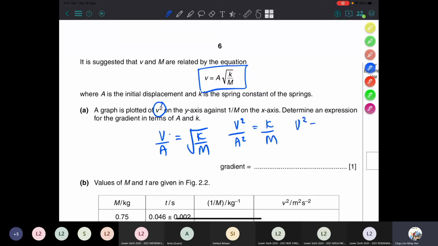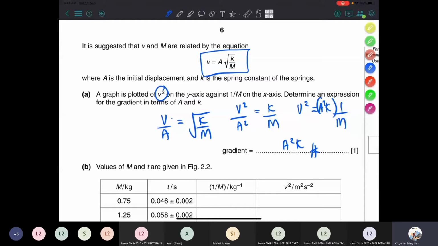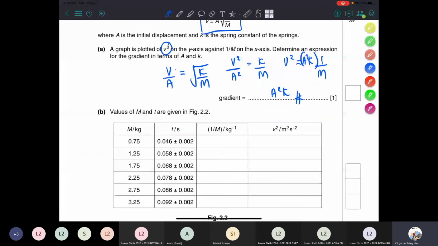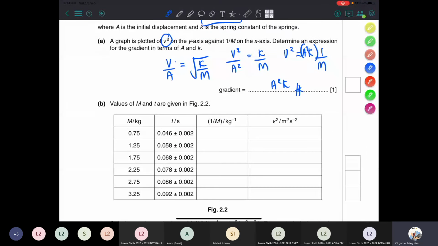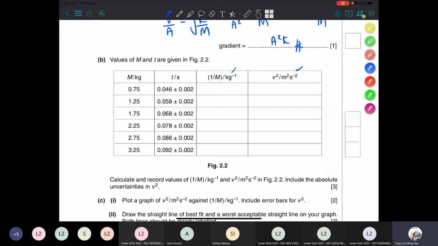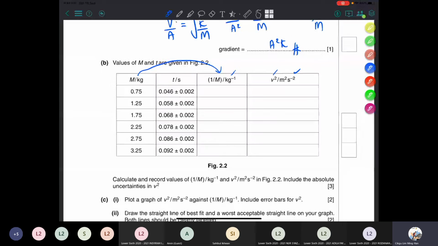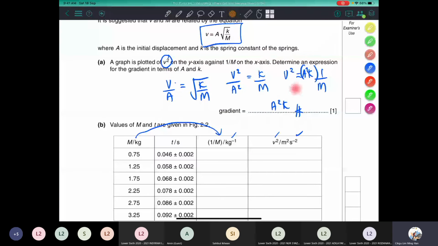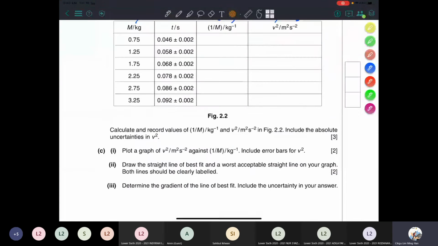And finally, you want to make 1 over m the subject, so v square equals k a square times 1 over m. So the gradient will be a square times k. Correct? My math should be okay. And for this one, be careful. Look at the power of 10 first. Always check the power of 10. This one doesn't have any power of 10, so it's just direct. So 1 over m is easy, just divide by the mass here. And the v square, how do you get the v square? You have to use this from the top here. We'll get the v square.